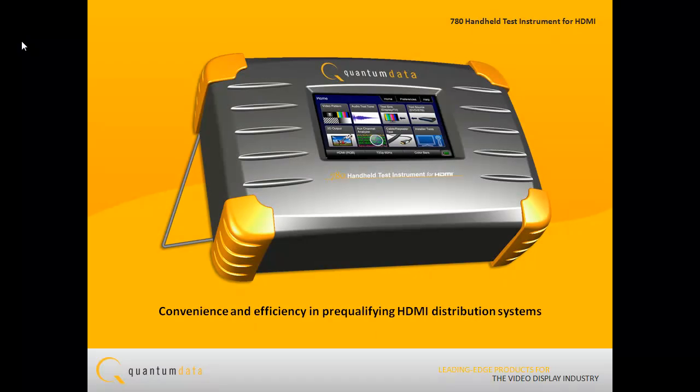The 780 Test Instrument offers convenience and efficiency in pre-qualifying HDMI distribution systems.